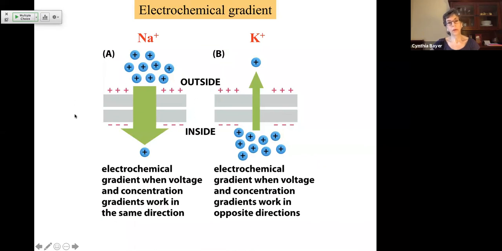Again, we're using our two gray bars to represent our lipid bilayer. And here we're looking at a new type of force that affects both the direction and the rate at which solutes are going to move across the membrane. The solutes in this case are these positively charged ions, sodium ions and potassium ions.